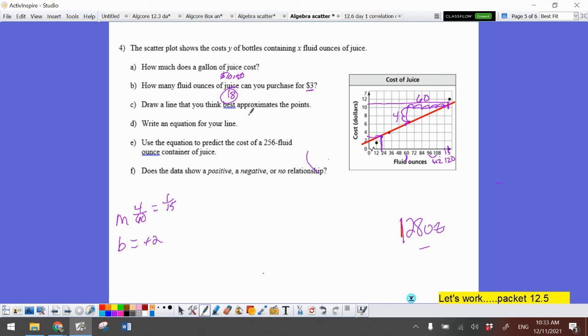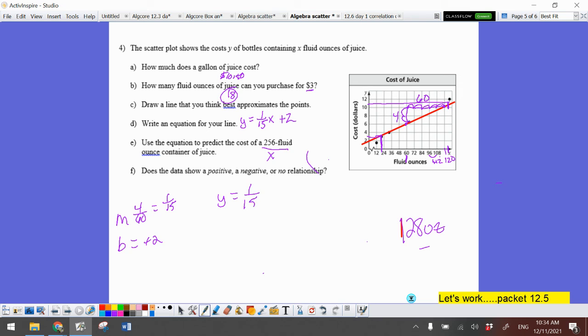Okay, so my equation is y equals 1 over 15 x plus 2. That's my best guess. Okay, my best guess of what my equation is. And again, depending on how you draw your line, your equation might look a little bit different than mine. All right, so I'm using my equation to estimate the cost of 256 fluid ounces. So again, this is my x. So I'm going to substitute in.